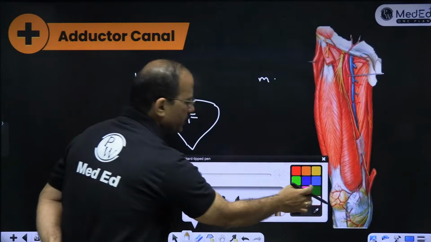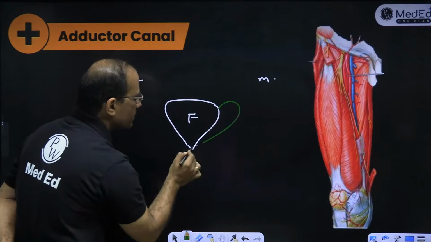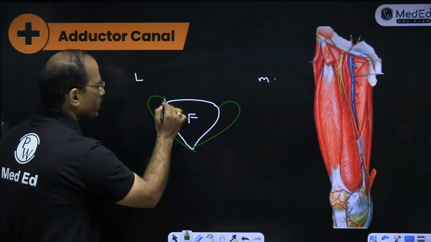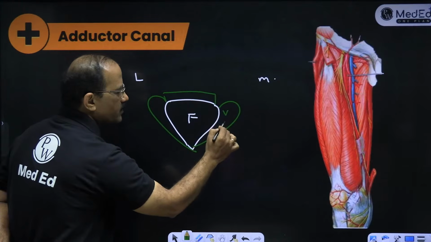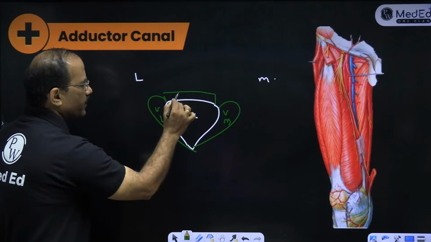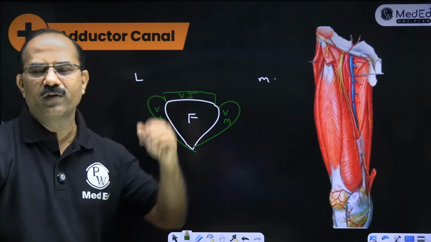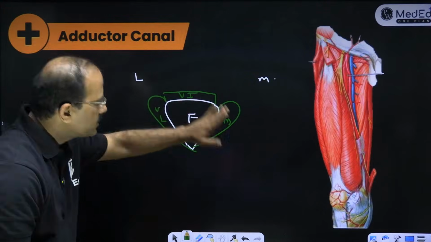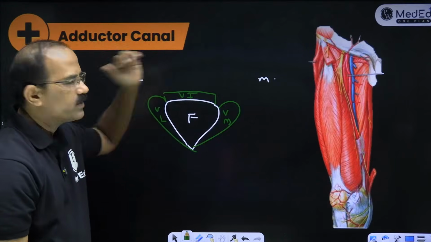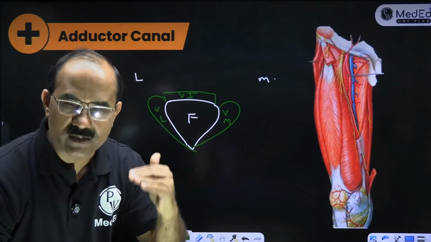This is medial lateral. So what is this muscle? What is this muscle? This is vastus medialis, this is vastus lateralis, this is vastus intermedius. Okay? We took a section of the femur. We have taken a section through the femur. This is vastus medialis, this is vastus lateralis, this is vastus intermedius.